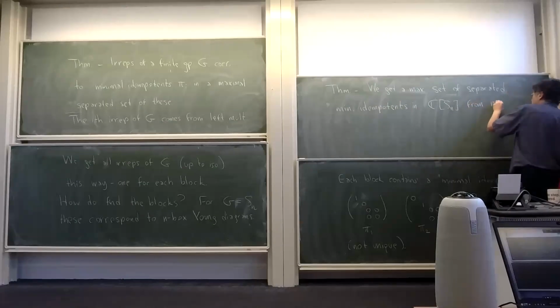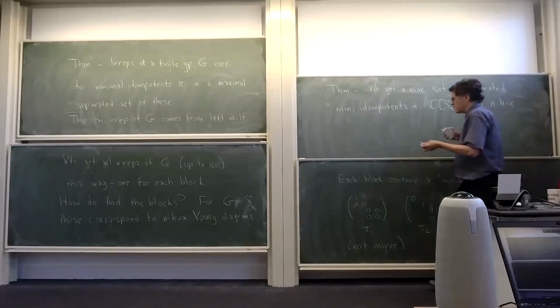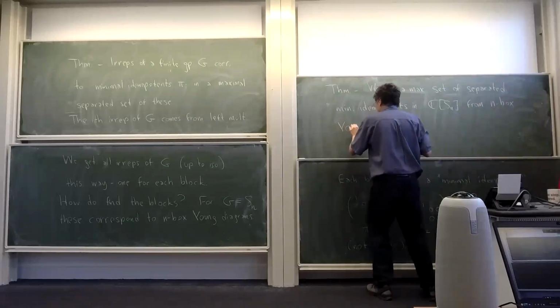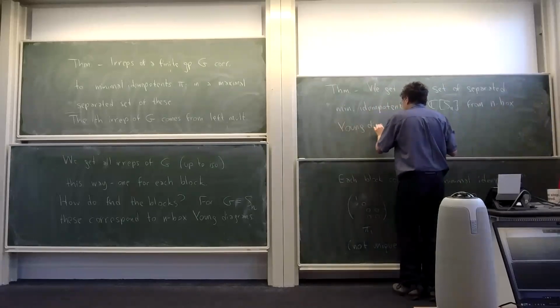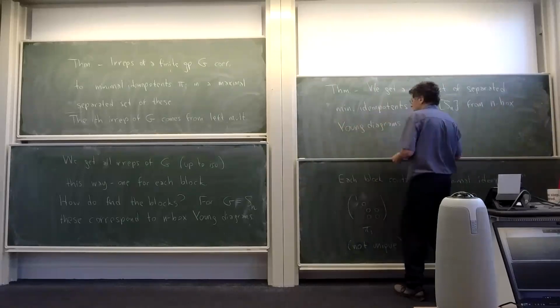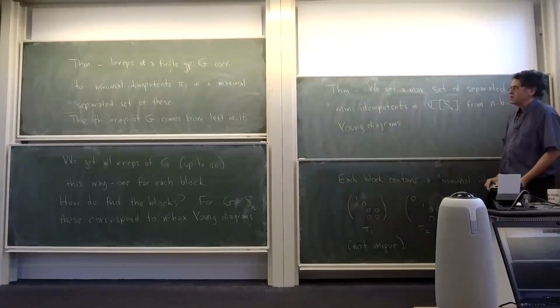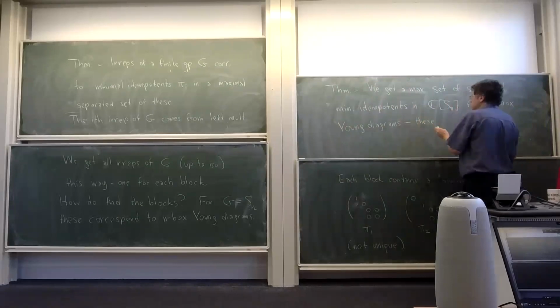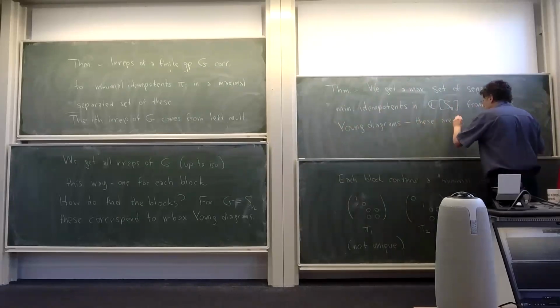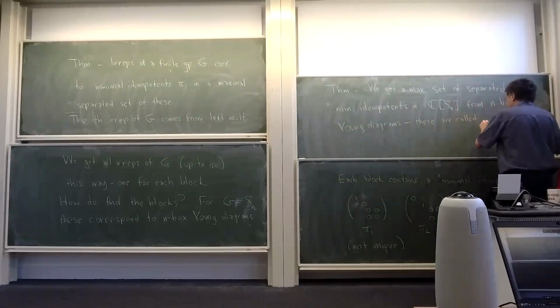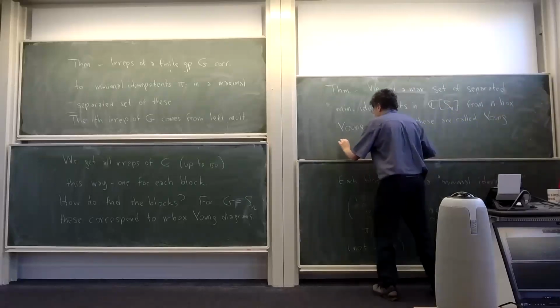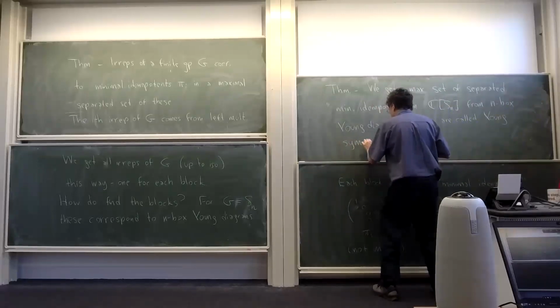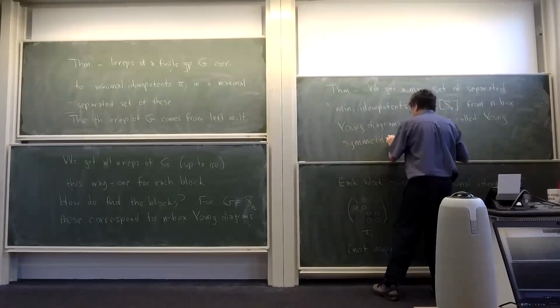from n-box Young diagrams. I'll tell you how we do this, but that means we're going to get one irreducible representation of the permutation group for each n-box Young diagram. And by the way, these idempotents have a name. They're called Young symmetrizers. But I need to tell you what they are to make this theorem more interesting.